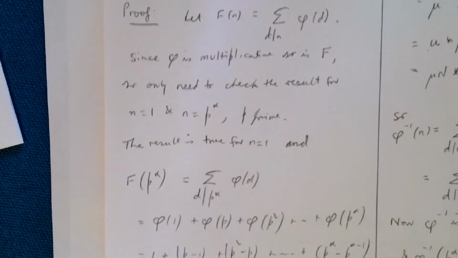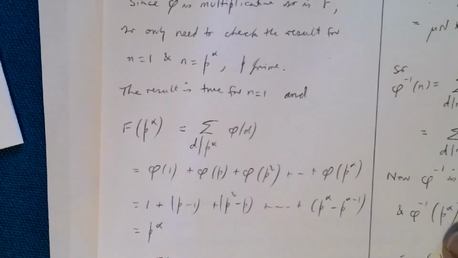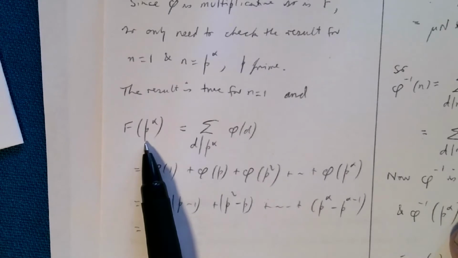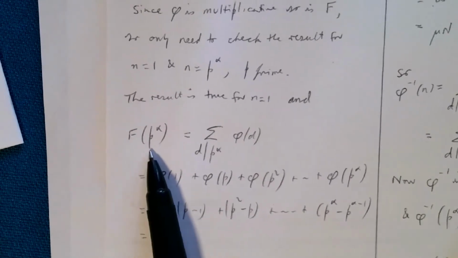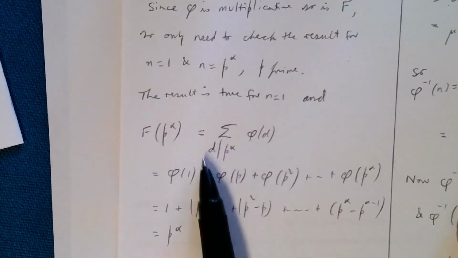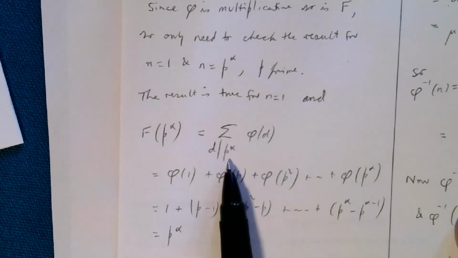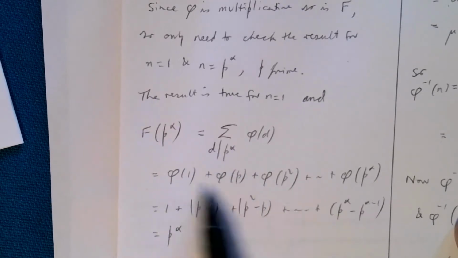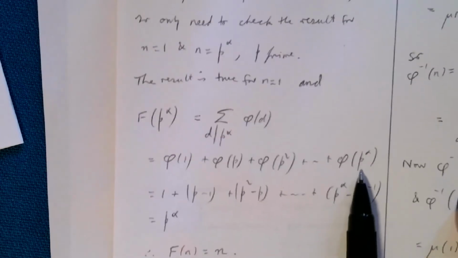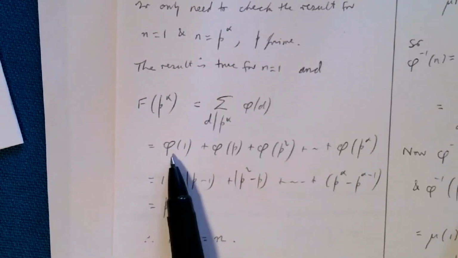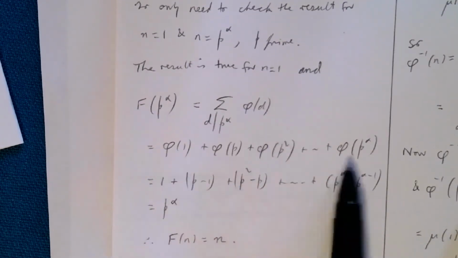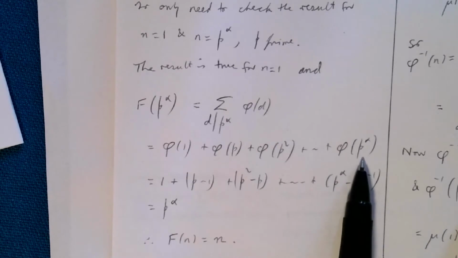Now the result's obviously true for n equals 1, so I'm just going to evaluate capital F at prime powers. So that means I'm taking a sum over the divisors of p to the alpha of phi(d), and of course because this is a prime power, the only possible divisors of this are 1, p, p squared, up to p to the alpha. So I can write down that sum, and of course we have a nice formula for phi of p to the k for any k.